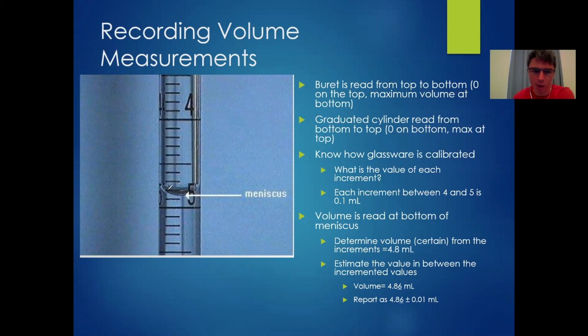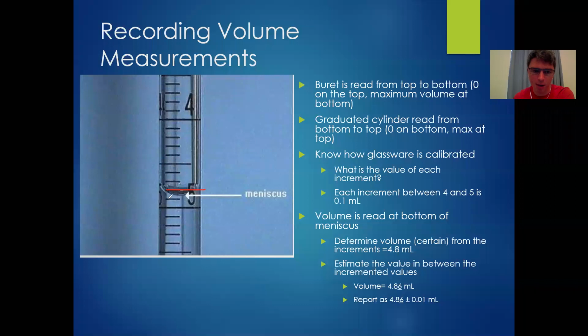So our meniscus is between this increment, which is 4.8, and this increment right here, which is 4.9. There's no more marks between that for us to really know what number it's between. So we have to estimate, we have to guess. And in this case, we could guess maybe 4.86, 4.82. It'll look different to different people slightly, but it's somewhere around 4.85, 4.86, probably somewhere in there.